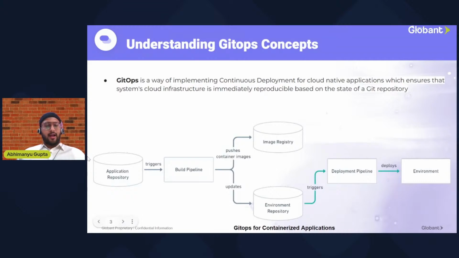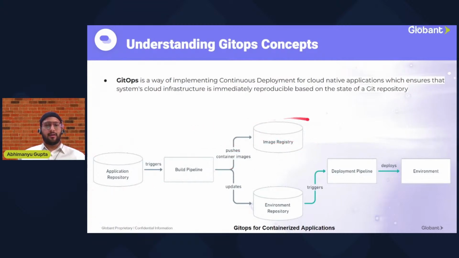Now let's try to get a high-level understanding of what GitOps is. From a standard pipeline perspective, you have your application repository where any change made by the developer triggers a build pipeline. The build pipeline does the code build, compilation, packaging, code quality checks, unit testing, and everything. Once that is done, if we are talking about containerized applications, this pipeline will also create a Docker image and push it into your image registry.